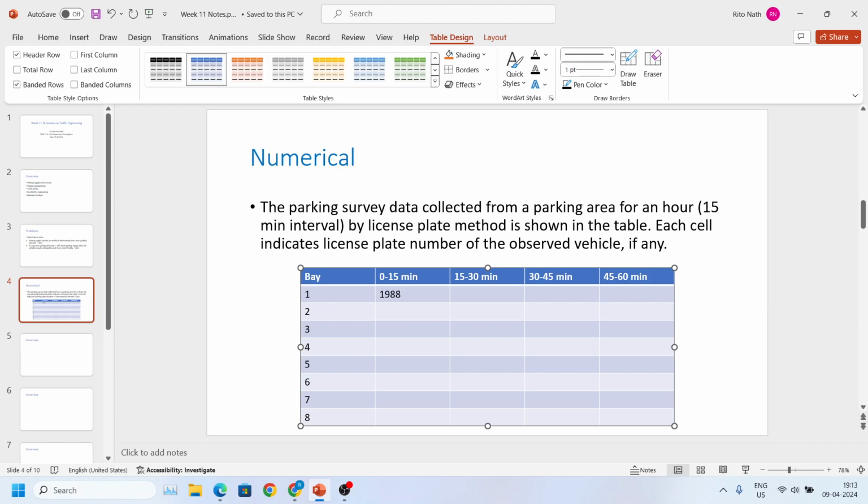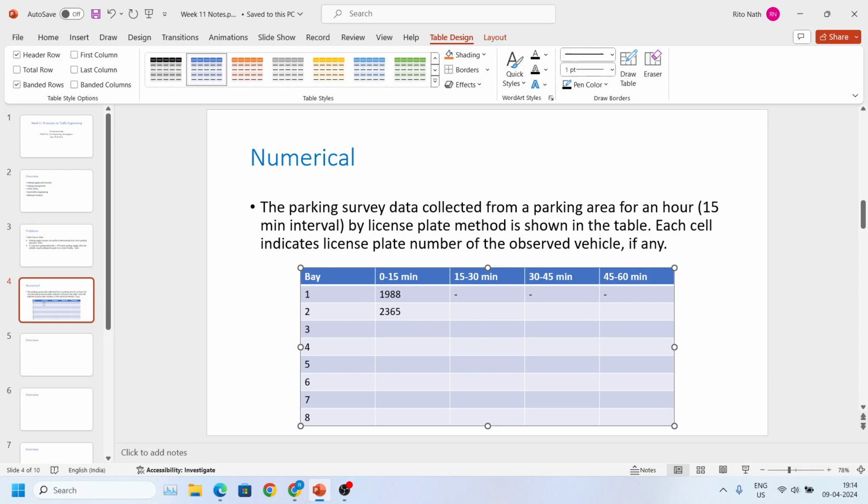Now the vehicle with license plate 1988 has been parked there for the 0 to 15-minute interval. For the 15 to 30-minute interval, this bay is empty, so there were no vehicles. For the second bay, the vehicle with license plate 2365 was there from 0 to 15 minutes.